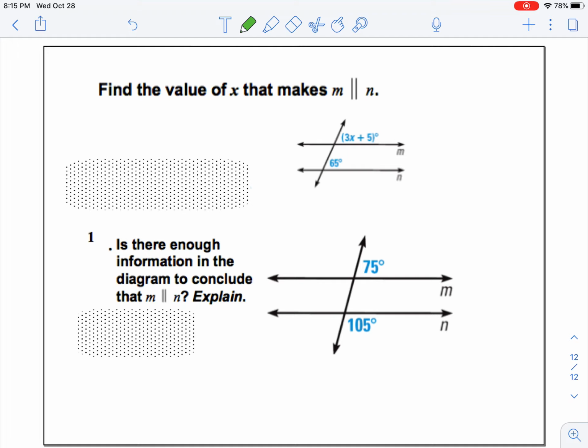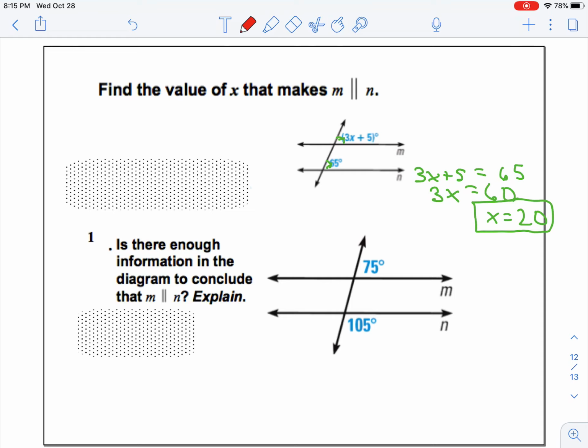It says, find the value of x that makes the lines parallel. So these lines are not marked parallel, but what value of x would make them parallel? Well, it would be the value of x that makes these two congruent to each other, because if corresponding angles are congruent, then the lines will be parallel. So we are going to set 3x plus 5 equal to 65. So then we get 3x equals 60, and x equals 20. So x having the value of 20 would make those lines parallel.